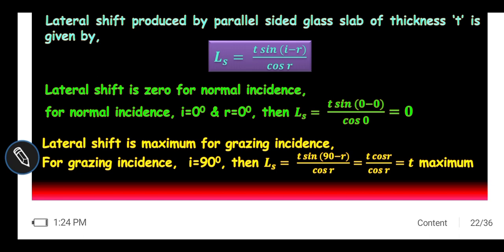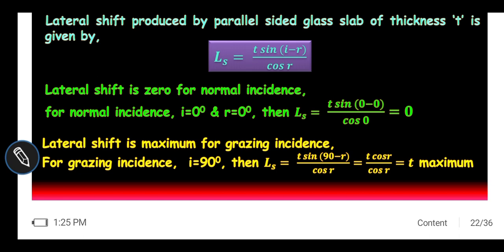Lateral shift is 0 for normal incidence. When normal incidence happens, the angle of incidence will be equal to 0 and the angle of refraction will be equal to 0. So substituting the values of I and R in the above equation for lateral shift, we get T sine (0 minus 0) divided by cos 0, which is obviously equal to 0, as cos 0 is 1 and sin 0 is 0, into T will be 0. Obviously, we get the lateral shift as 0 for normal incidence.